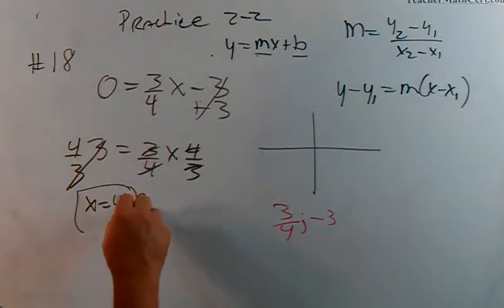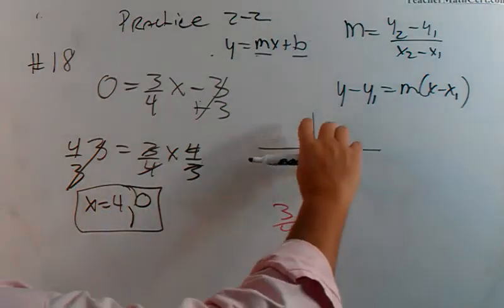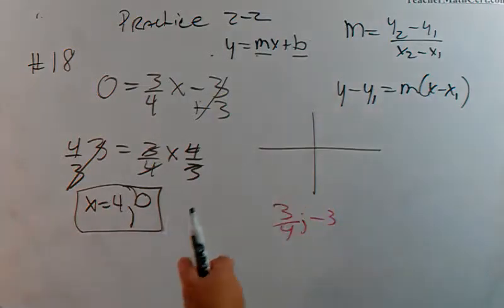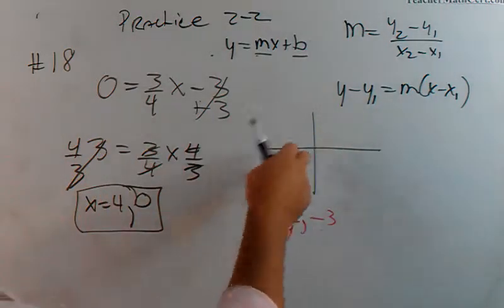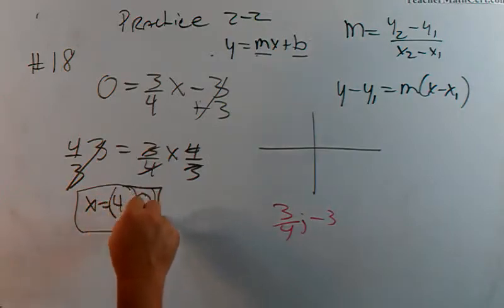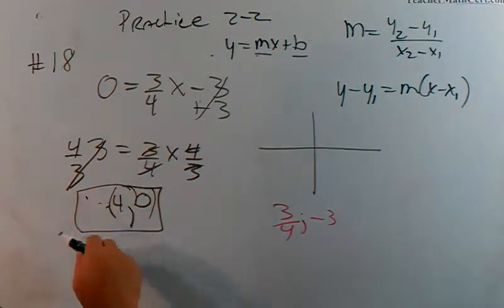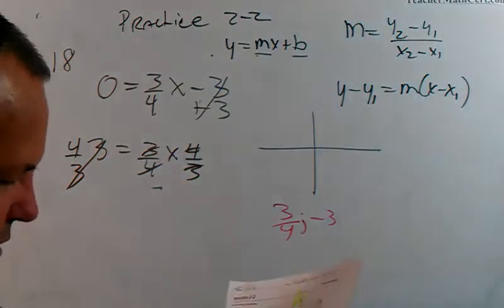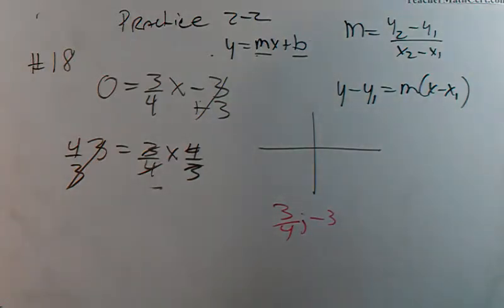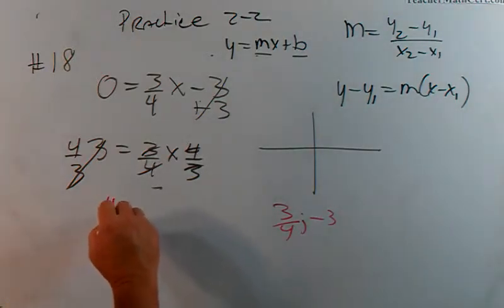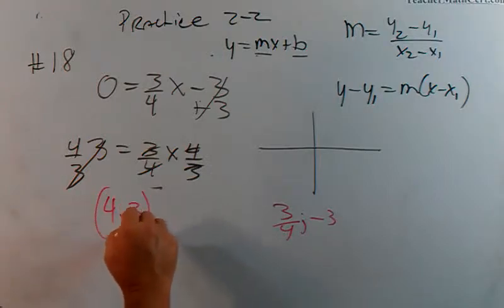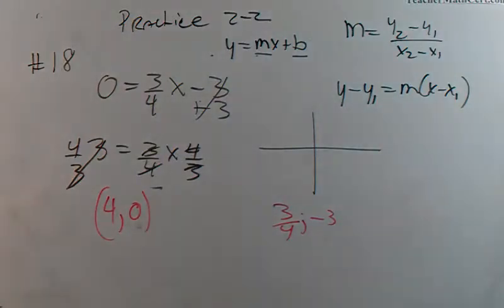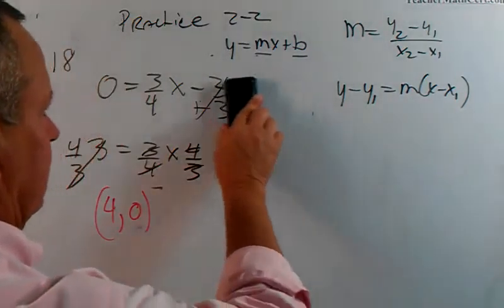And then what? Y equals 0, right? Because if it crosses, we set y equals 0, so we know y equals 0. So this is the coordinate pair. X is 4, and y equals 0. That's your answer, okay? All right, let's see about number 19.